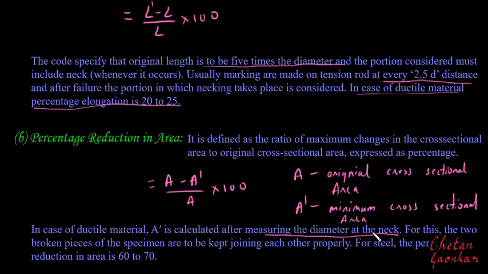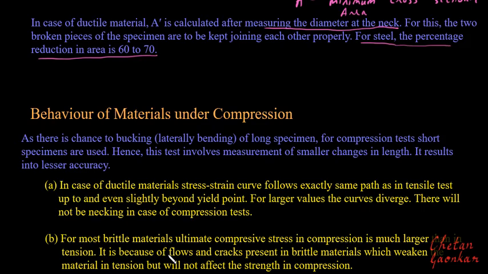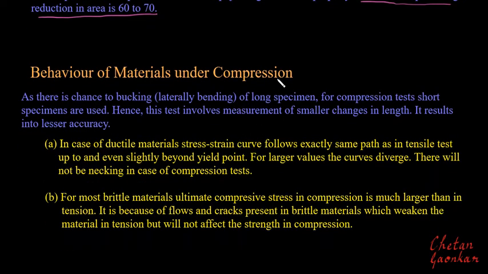Now we need to observe that for steel the percentage reduction in area is somewhere from 60 to 70%. This is what we need to observe. Okay, after looking at this, let us try to understand how the material behaves under compression.